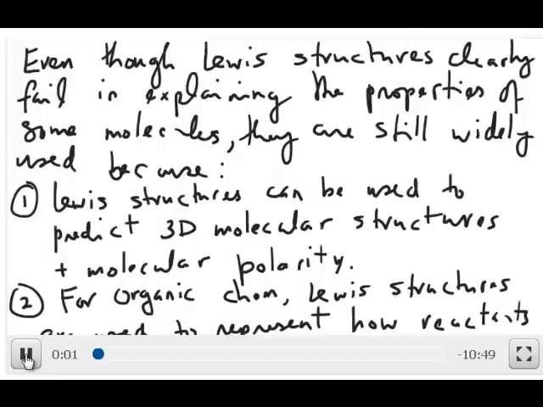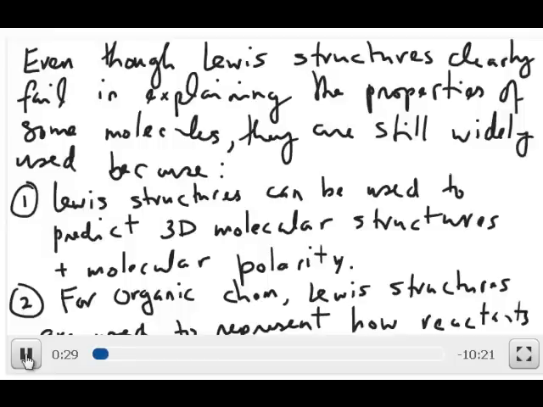Hi guys, this video is going to talk about why we use Lewis structures. From the previous video, it's hopefully clear now that although Lewis structures are fairly easy to draw, they don't represent some of the properties of molecules. That's why we have those exceptions to the Lewis rules, the octet rule, for molecules that have fewer or more than 8 electrons around their valence shell.